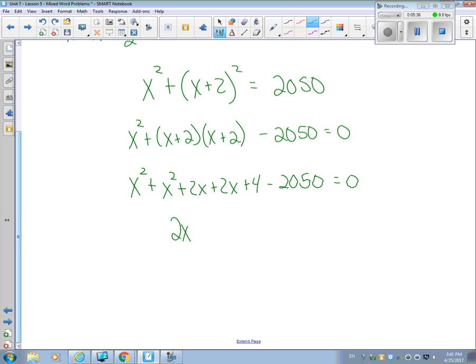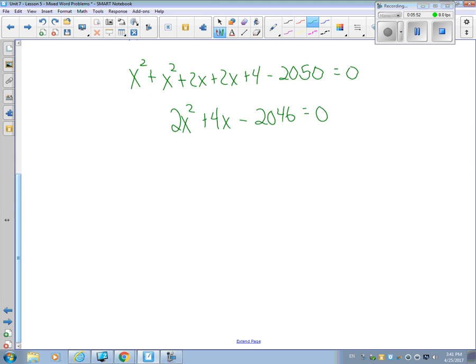If we collect our like terms, we got 2x squared plus 4x minus 2046 is 0. I did that so I can get in standard form equal to 0. It's ready to be solved. How do I solve this? Well, let's make it simpler first. Let's try common factoring. And then we'll try some math.